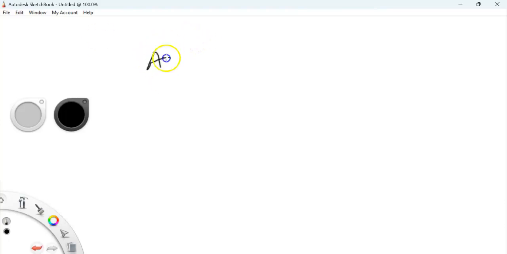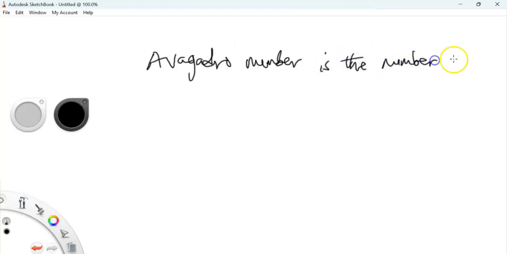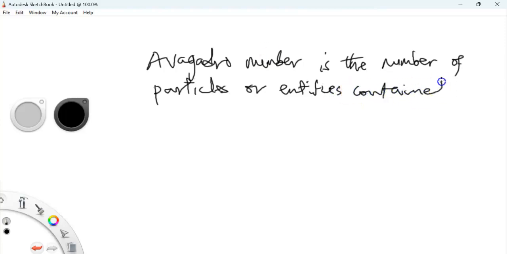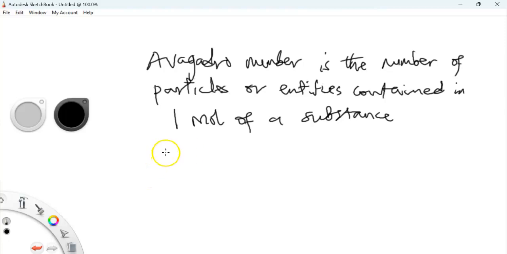Just know that Avogadro number is the number of particles or entities contained in 1 mole of a substance. Are you getting me now? Okay, so this is a kind of generic definition.